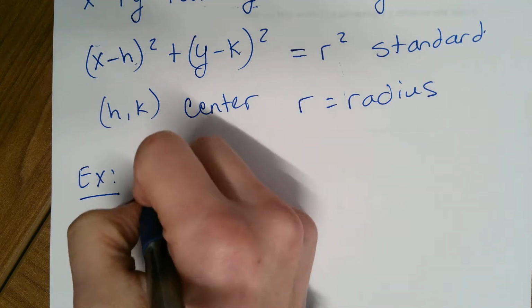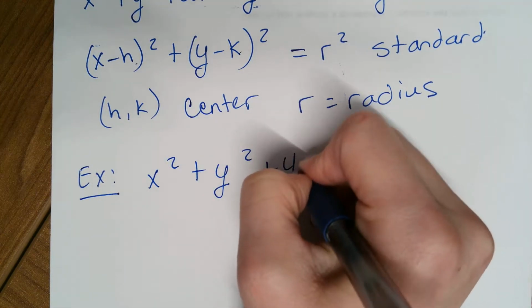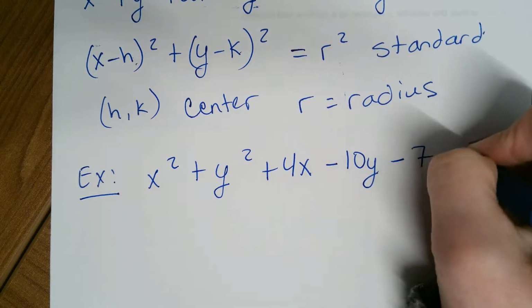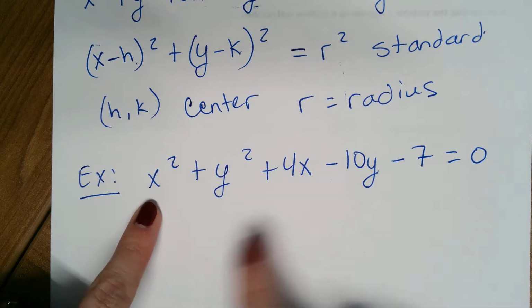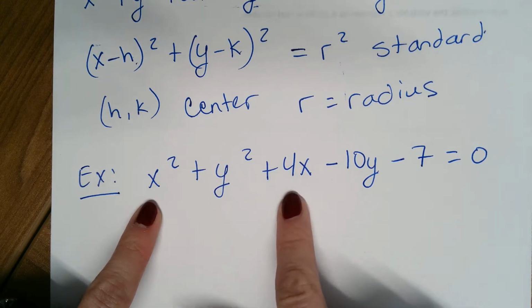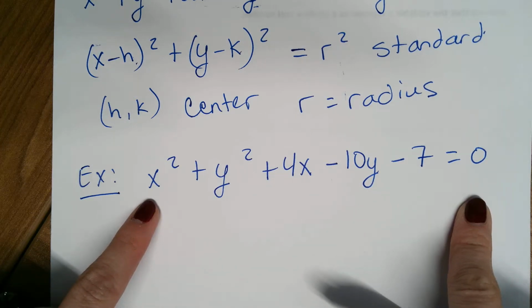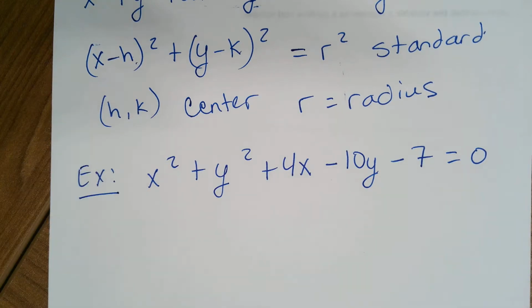Let's say that I have x squared plus y squared plus 4x minus 10y minus 7 is equal to 0. So note that I do have this general form, x squared plus y squared plus ax plus by plus c equals 0. So it's in the general form, and we want to go to the standard form. The first thing that I'm going to do is group my x's, group my y's, and move the plain constant to the right-hand side.